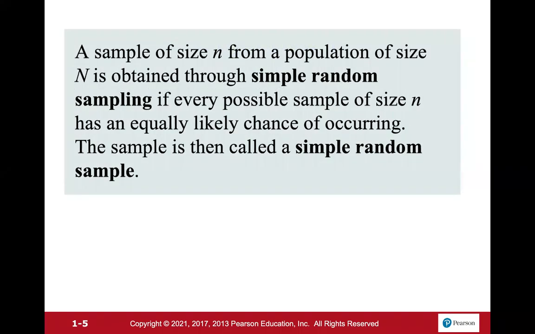All right, so a sample of size n, little n, from a population of size big N is obtained through simple random sampling if every possible sample of size n has an equally likely chance of occurring. So the sample is then called a simple random sample. In simple random sampling, every sample of size n is equally likely to occur.